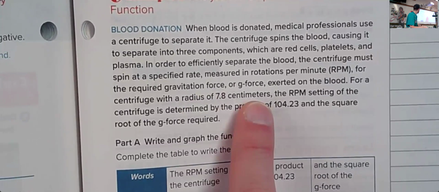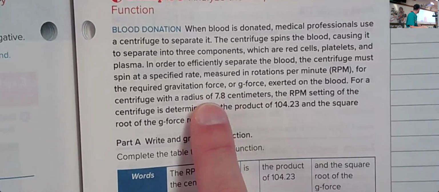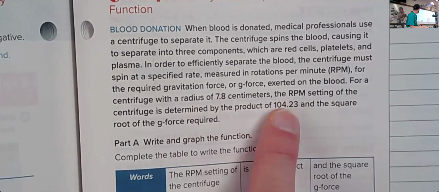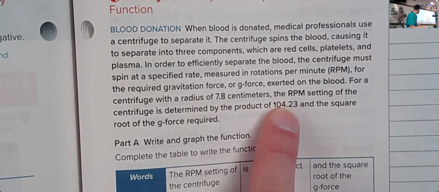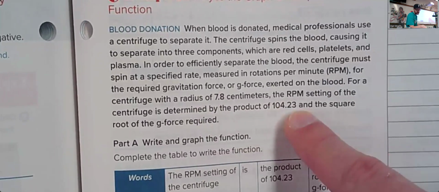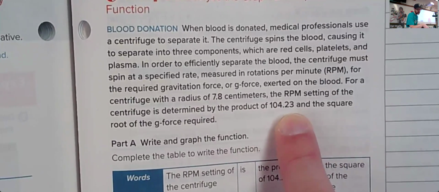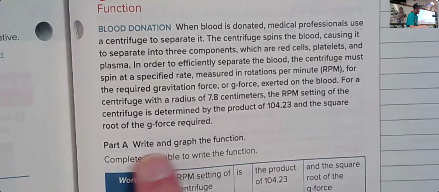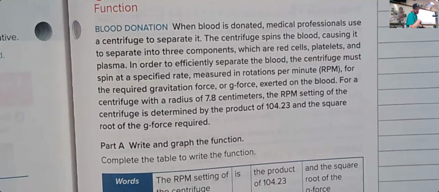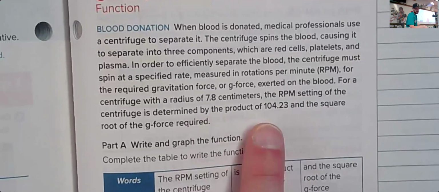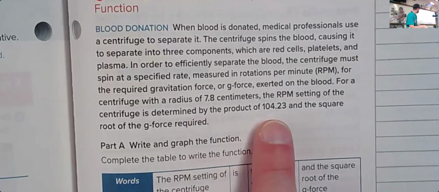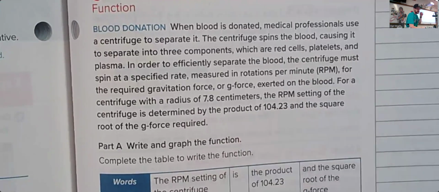So we got a radius here, and it's determined by the product of this number. Not exactly sure why this number is what it is. It's probably a very long, complex formula to get that value. And then you're multiplying it by the square root of the G-force required, which we're not going to know, but we will have radius, and this appears to be a constant. You're going to multiply it by that every single time.